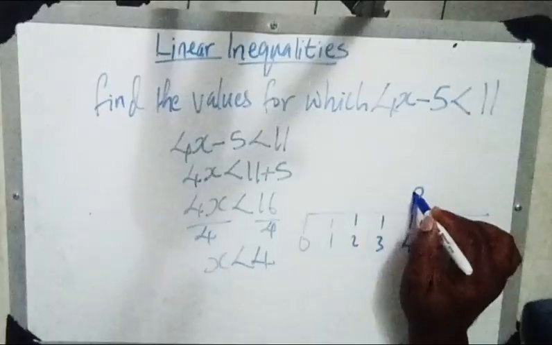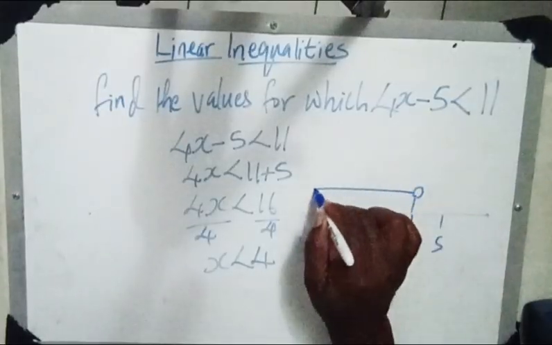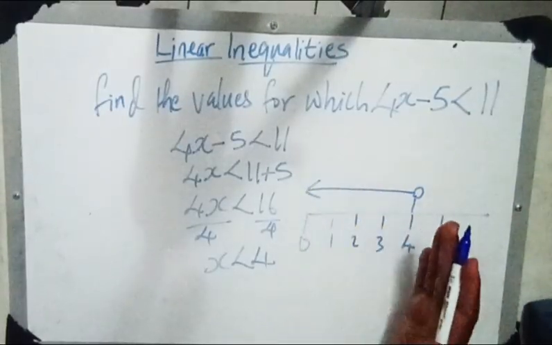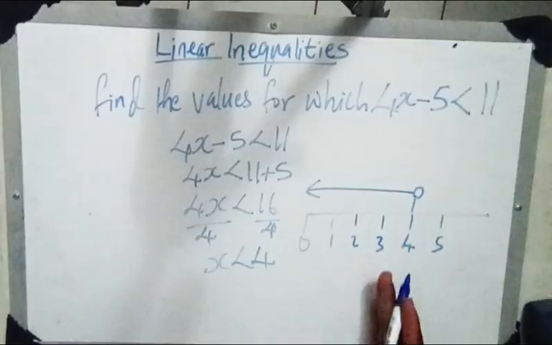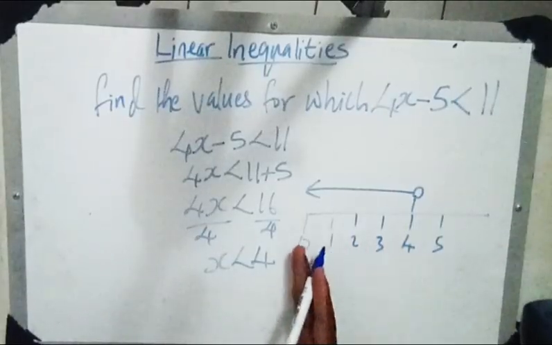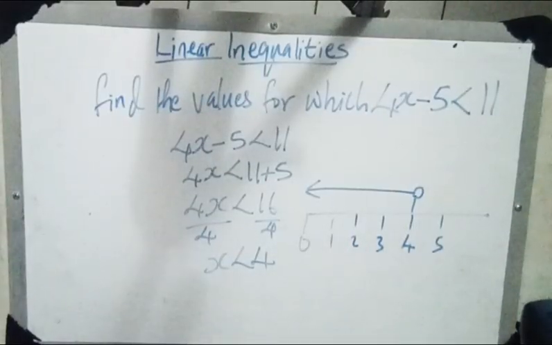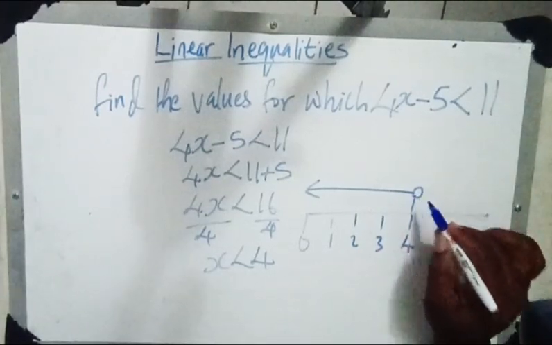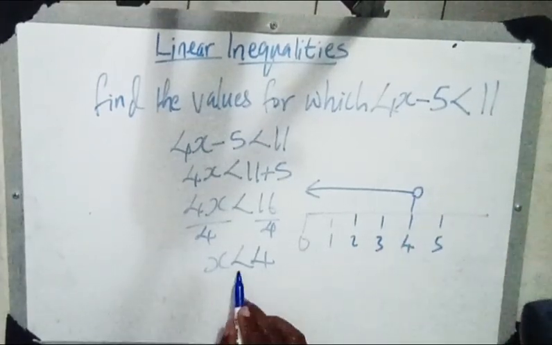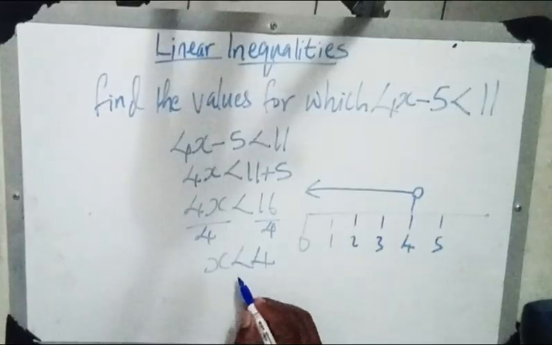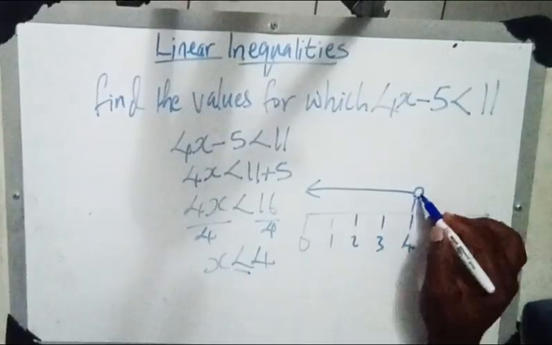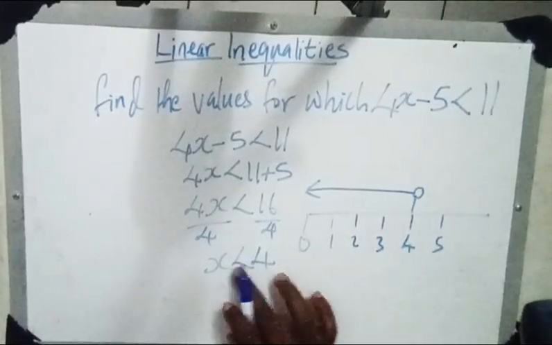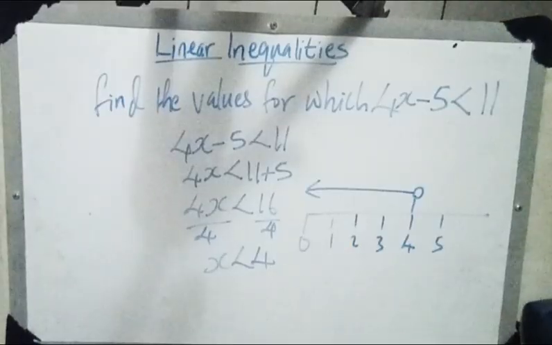You point your arrow towards the left-hand side because it indicates that these are all the values that are less than 4. You have 3, 2, 1, 0, -1, -2, and so forth. My circle is open and unshaded because it is just less than. But if it was less than or equal to 4, then I would have to shade this circle. In this case, it's just less than.